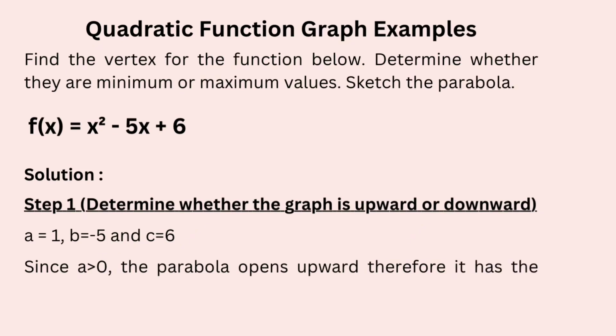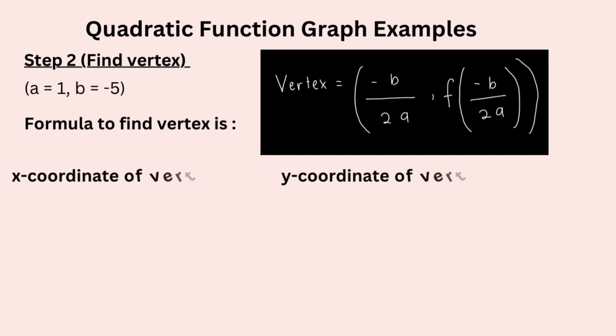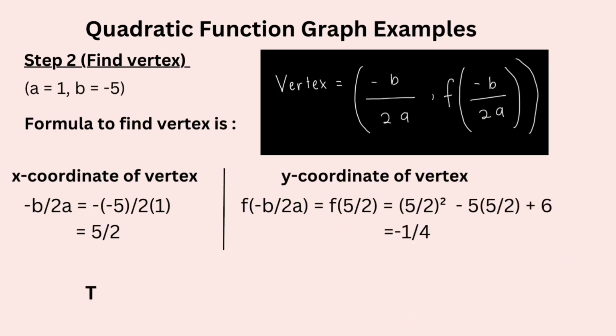Since a is more than 0, the parabola opens upward, therefore it has the lowest point, a minimum value. Number 2, find the vertex. a equals 1 and b equals -5. The formula to find the vertex is as shown below. By applying the formula, we will get the x coordinate of the vertex as 5/2 and the y coordinate of the vertex as -1/4.